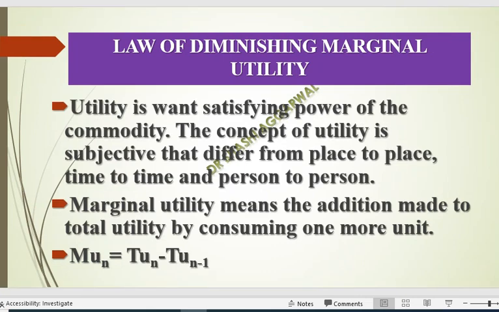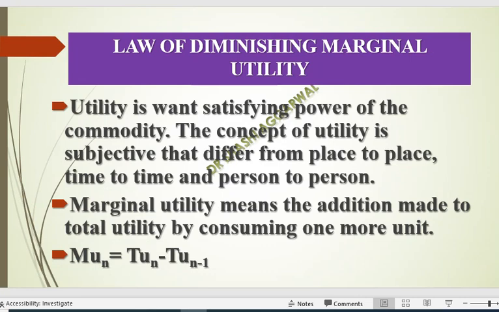First of all, we will understand what is utility. Why do we purchase? Why do we consume things? Because commodities have want-satisfying power. The concept of utility is subjective. It differs from place to place, time to time, and person to person. Like Ram may be having more utility from the consumption of tea, but Shyam is having more utility from the consumption of coffee. So it differs from person to person.